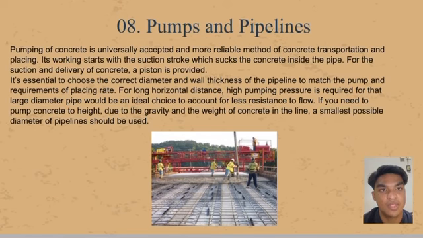It is essential to choose the diameter and wall thickness of the pipelines to match the pump and the requirements of placing rate. For long horizontal distances, high pumping pressure is required, so a large diameter pipe will be an ideal choice to account for less resistance to flow. If you need to pump concrete to height, due to gravity and the weight of concrete in the line, the smallest possible diameter of pipeline should be used.